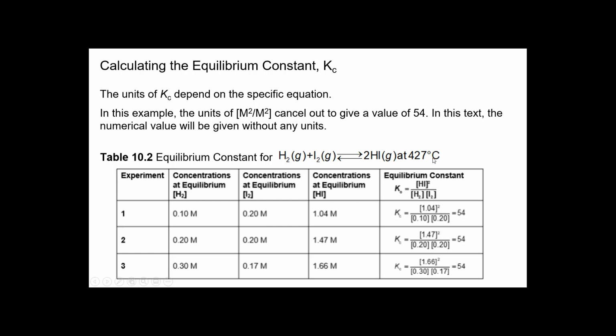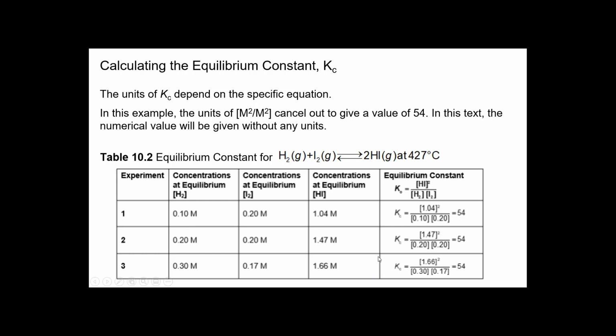Something interesting happens: at this temperature, we always end up with an equilibrium constant of 54, regardless of what the concentrations are, as long as they are balanced out, meaning proportional to each other, we end up with 54.